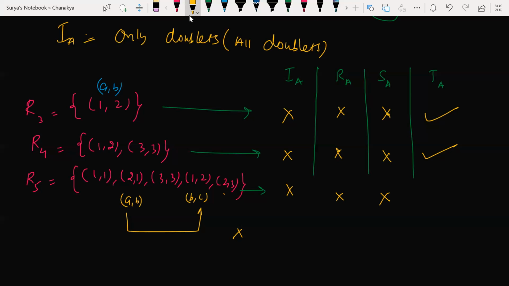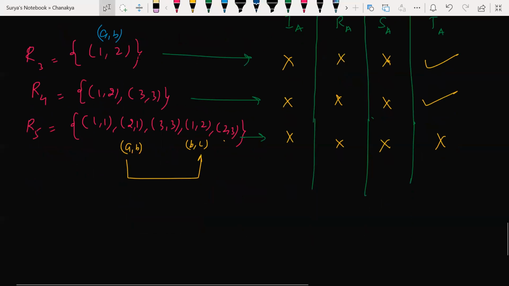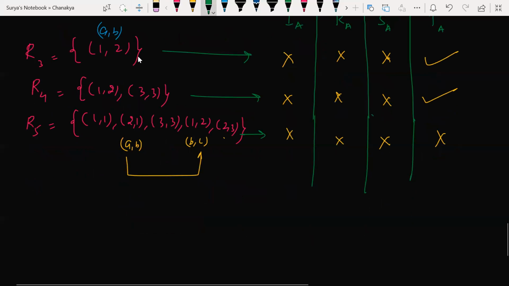If one case is failing, there is no need to check the other cases. Understand? Need not even check other cases if you are getting a fail with one case. Straight away we'll write not transitive. Not transitive. Getting my point? Straight away we'll write that it is not transitive if you get a single case fail.